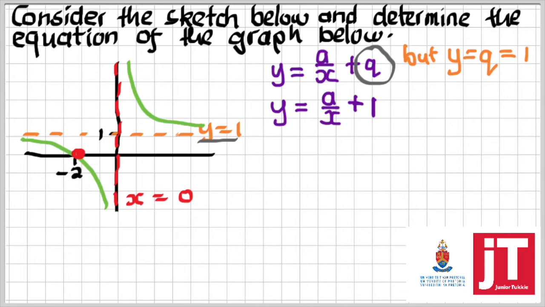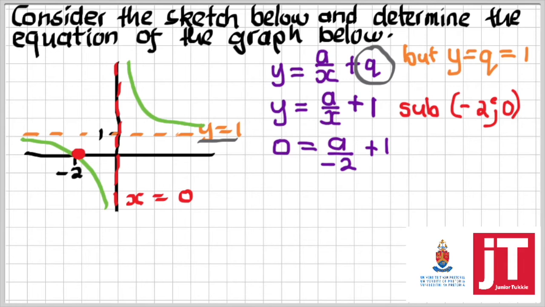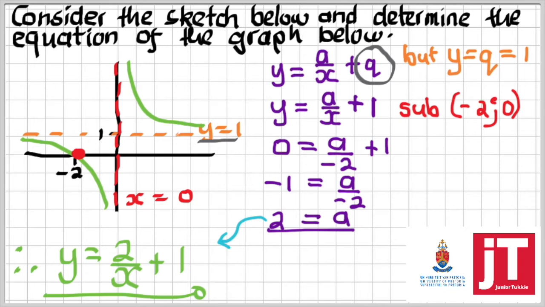I'm going to substitute it into that equation. So if you do it correctly, we're going to get 0 is equal to a over -2 plus 1. Simplifying that, we get -1 is equal to a over -2. Solving for a, we get our a value to be equivalent to 2. And therefore, the equation of that hyperbola will be given as y is equal to 2 over x plus 1.